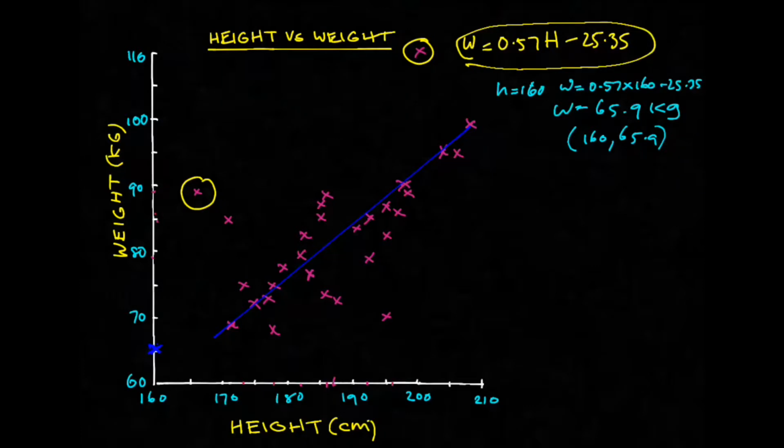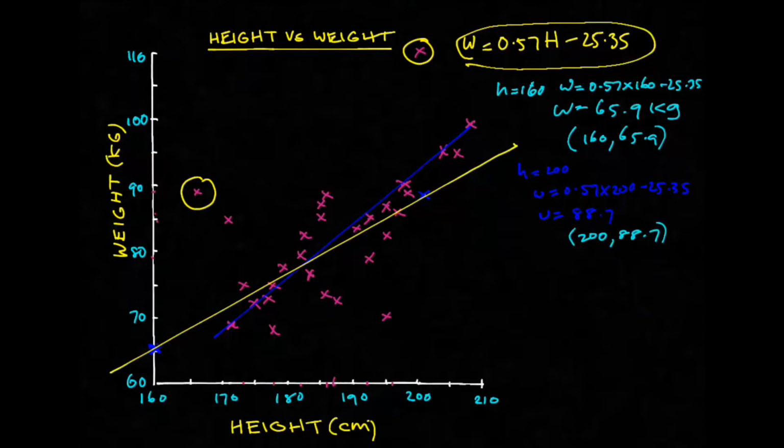Now we only need 2 points on a graph to draw a straight line, so let's just choose height equals 200. So for height equals 200, w equals 0.57 times 200 minus 25.35. So w equals 88.7. So 200, 88.7 is a point on the regression line. So that's approximately here. And then finally drawing in the regression line, that gives you the more accurate fit for these data points.